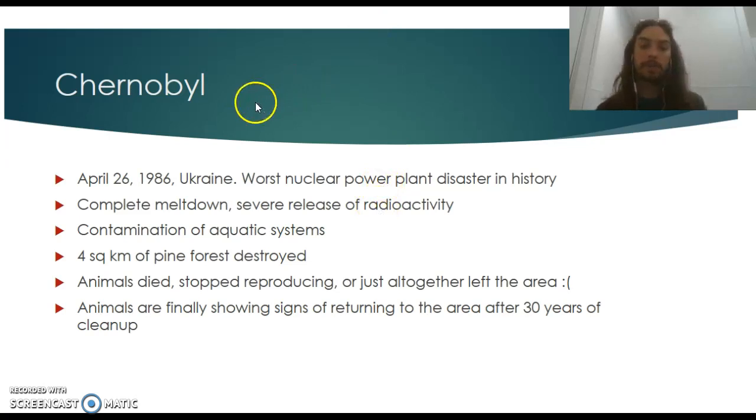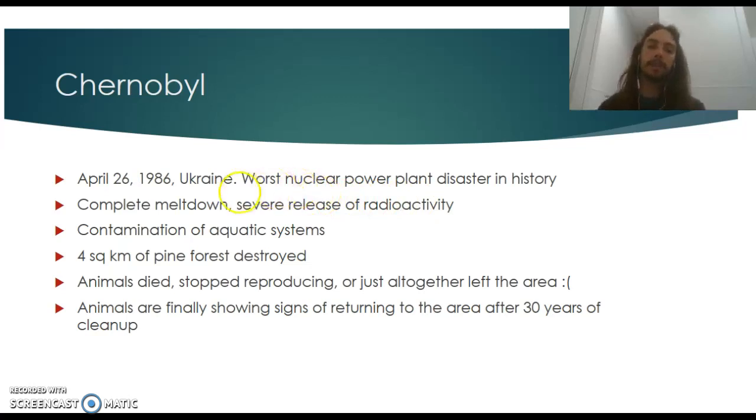So let's talk about Chernobyl. Chernobyl was a serious environmental consequence. So April 26, 1986, in Pripyat, Ukraine, it was the worst nuclear power plant disaster in history. Hopefully something like that never happens again, because it was a complete meltdown and a severe release of radioactivity. It was like a mini bomb.